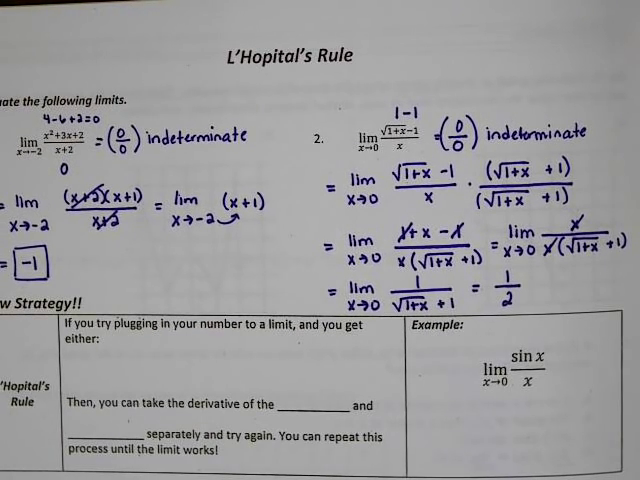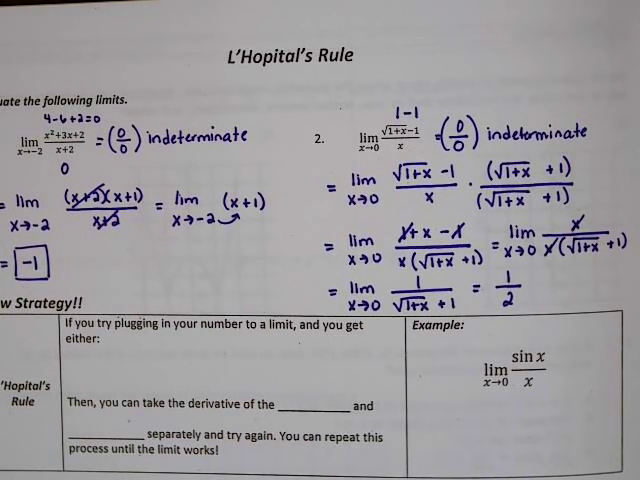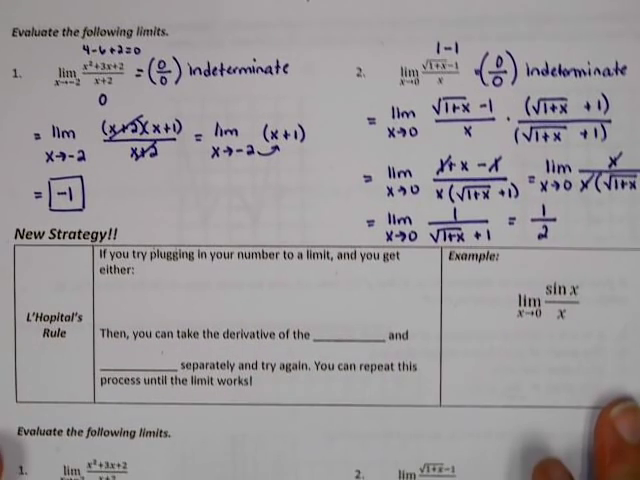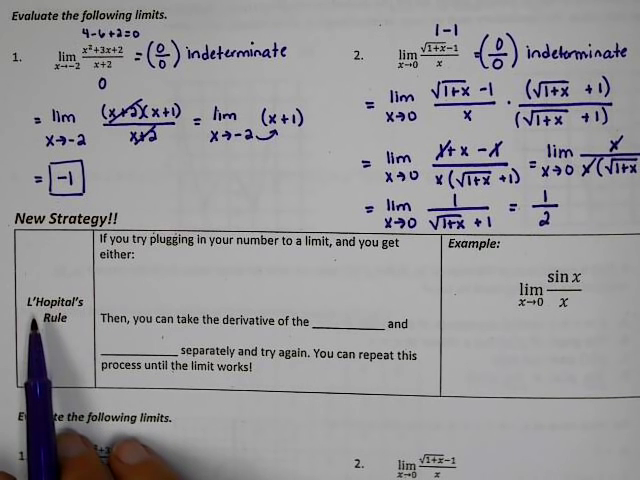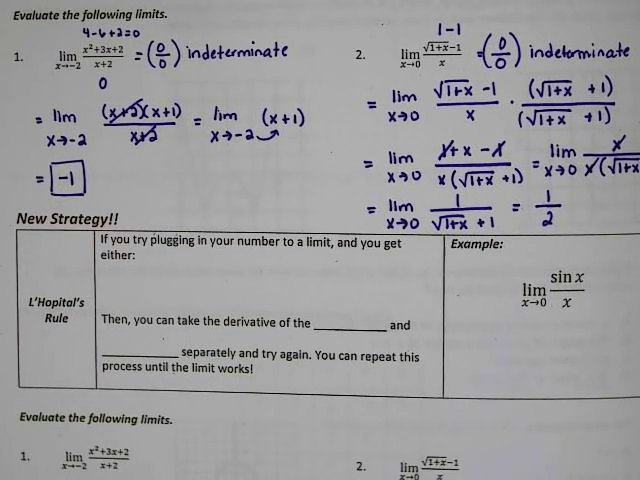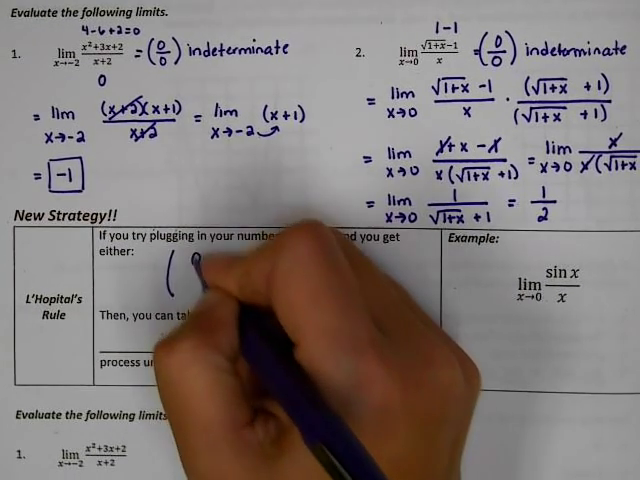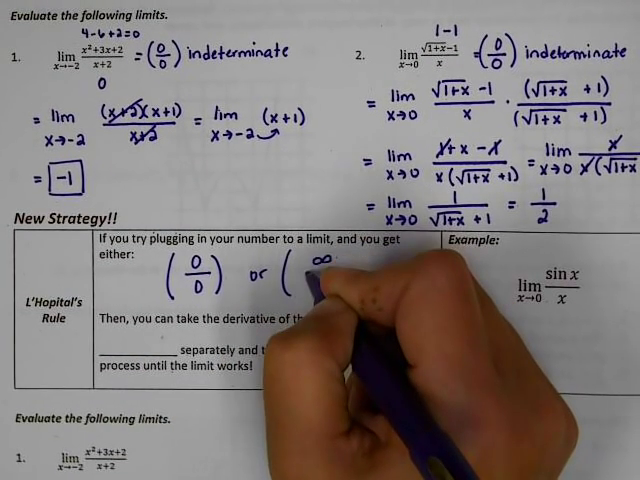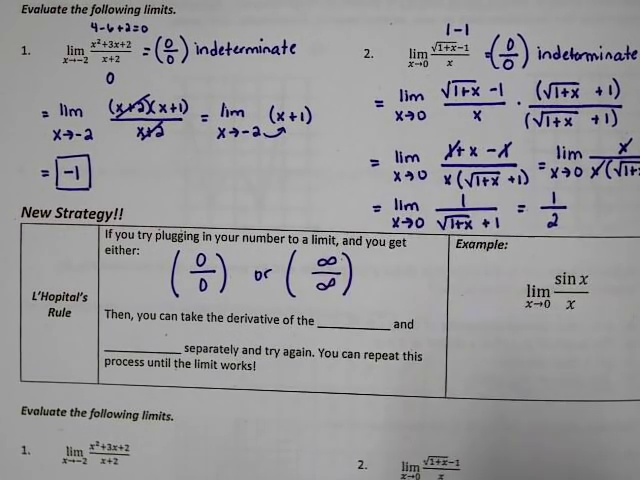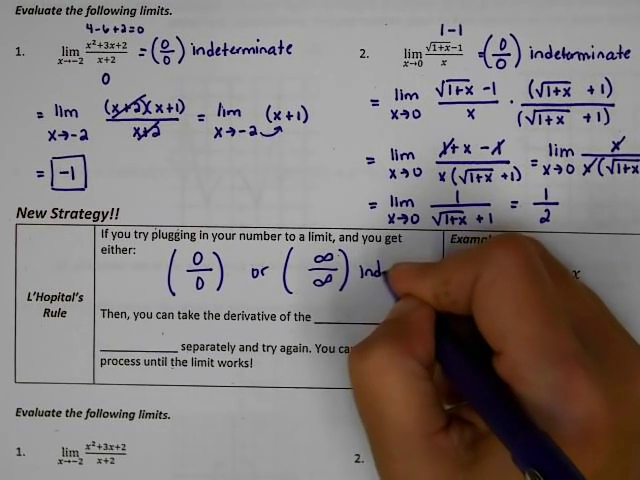What we're going to look at today is another option for figuring out the value of these limits. So what L'Hopital's rule, and by the way, L'Hopital is the French word for hospital. It was also this guy's last name. So this is literally saying that when your limits don't work, send them to the hospital. If you try plugging in your number to a limit and you get either 0 over 0 or infinity over infinity, we call these indeterminate forms.